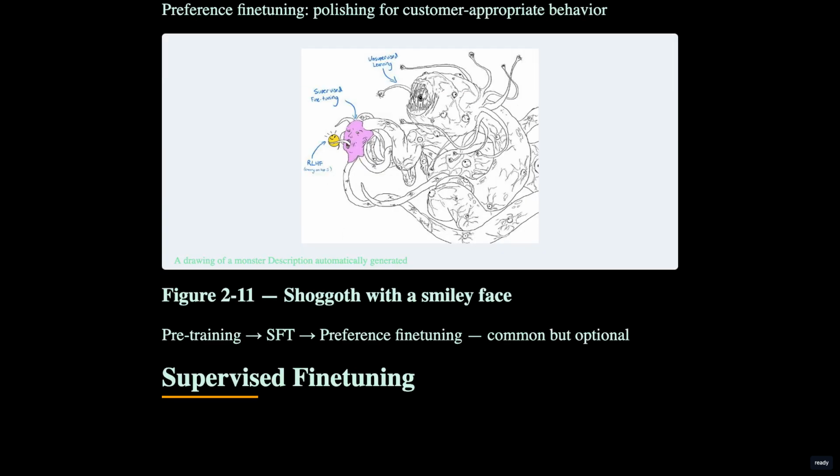In this section, we'll introduce supervised fine-tuning, training a pre-existing model on labeled examples to improve task performance. We'll cover what it means, why it's useful, and the typical workflow.